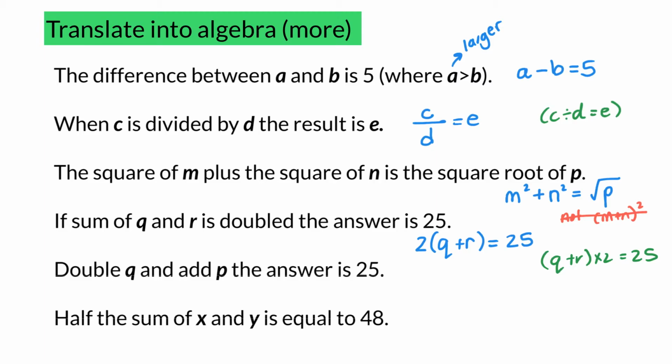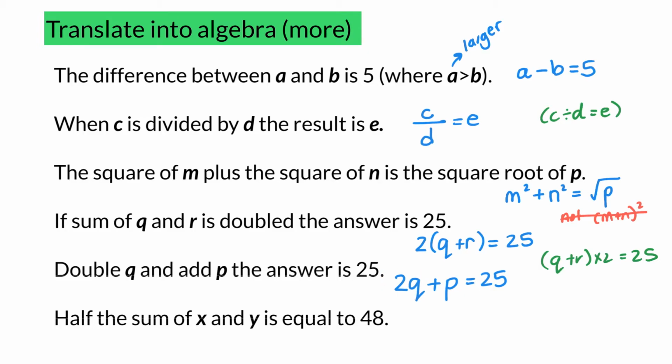The next question is slightly different. It says double q and add p. So here I'm saying 2q and then adding only 1p, and the answer is 25. Do you see the difference between the two questions? The one before says double the sum of q and r, so I first add q and r together, and I show that in a bracket. And the next question, I'm only doubling q, so I don't need a bracket because only q is doubled.